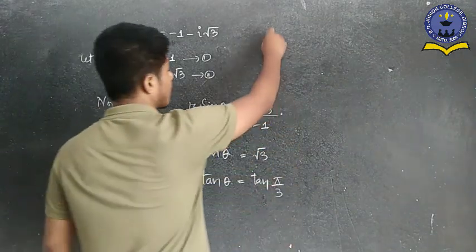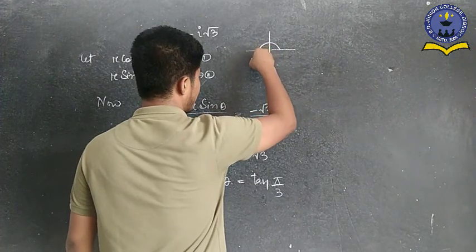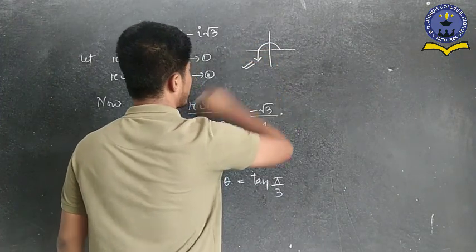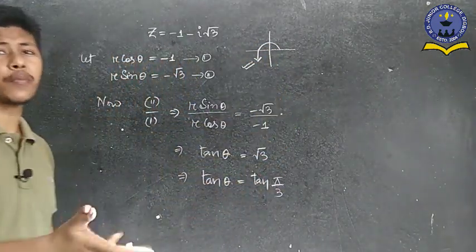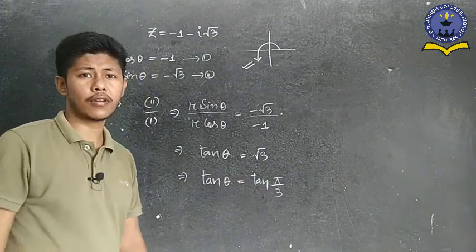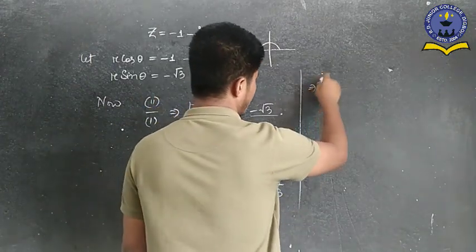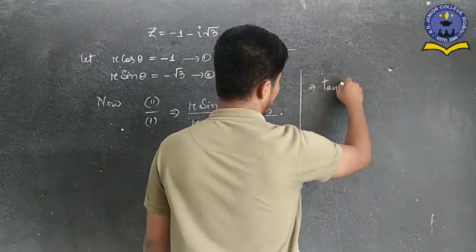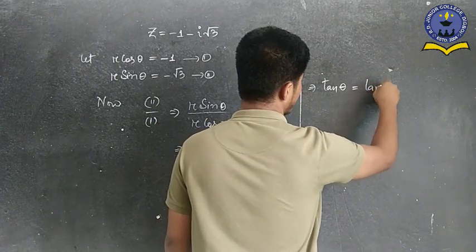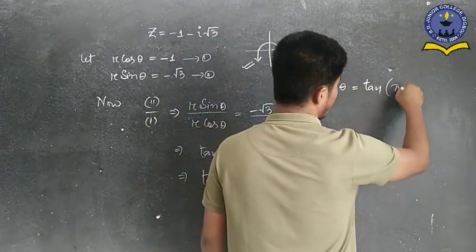So how can we get the third quadrant? If you see the xy plane, this one is pi, and if we add something, then this quadrant is the third quadrant. So that means pi plus something we have to write, then we get the third quadrant. Here the result is only pi by 3. For that reason, on the left hand side we write tan theta, and on the right hand side we write tan of pi plus pi by 3.